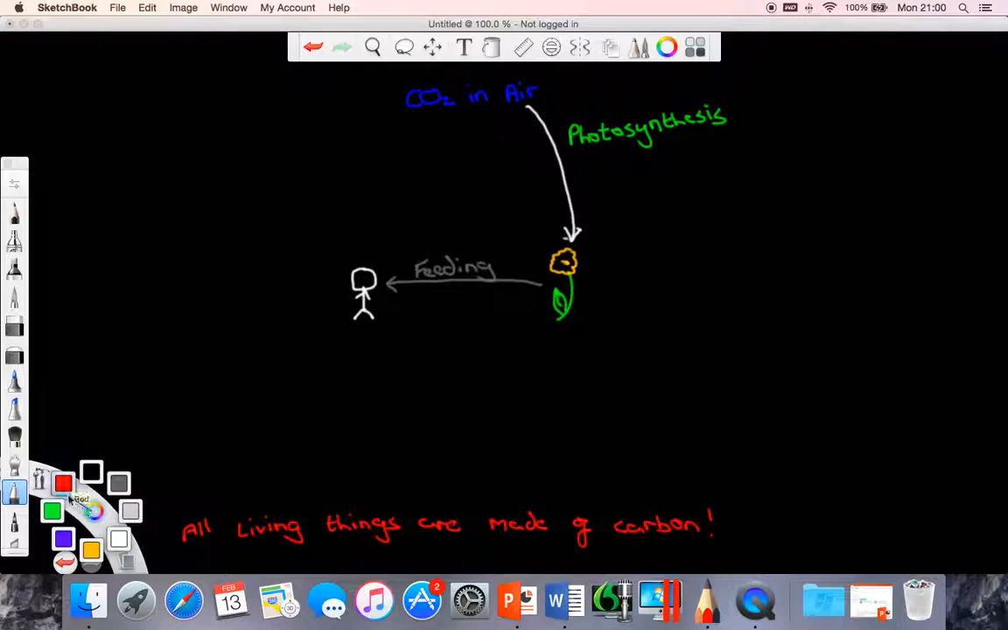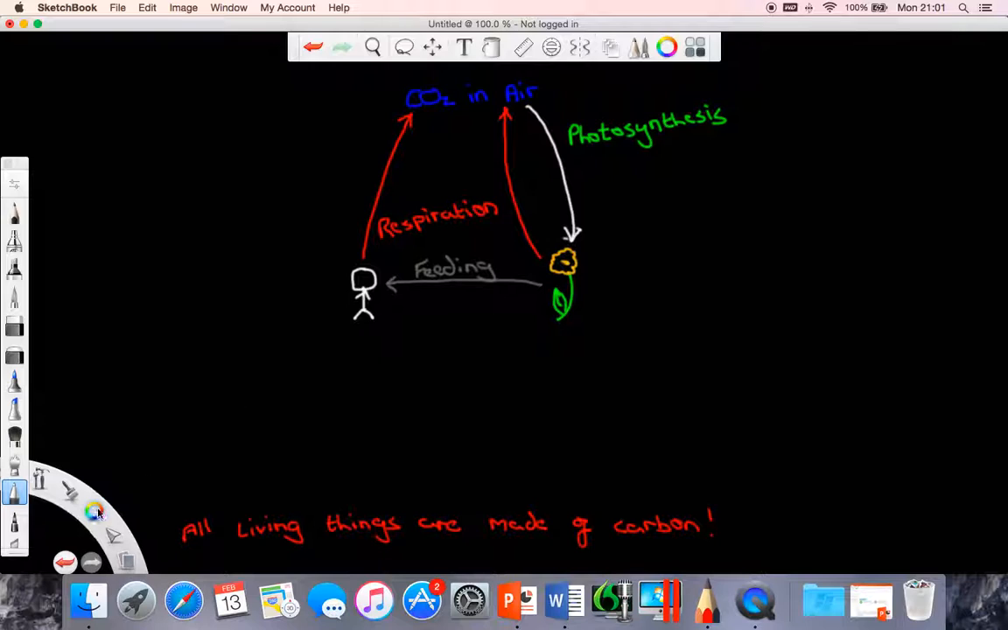But plants and animals both do something called respiration. And respiration puts carbon dioxide back into the air. It releases carbon dioxide and it makes it go back into the air. So this is known as respiration. So through respiration, both animals and plants put carbon dioxide back into the air.